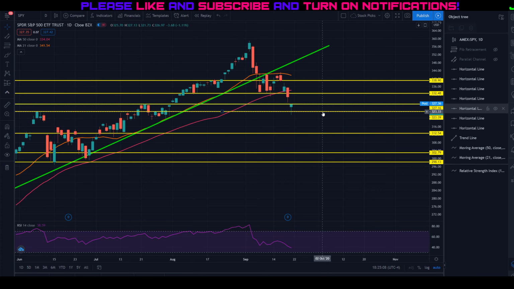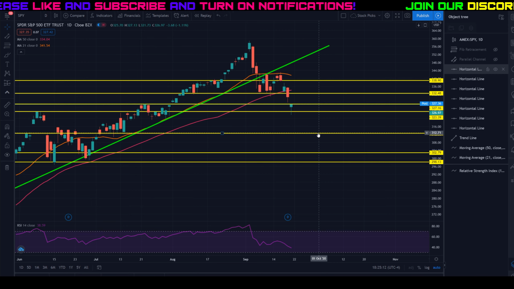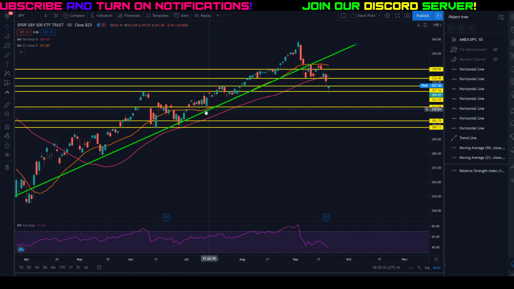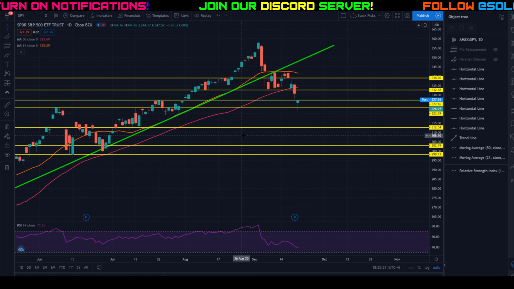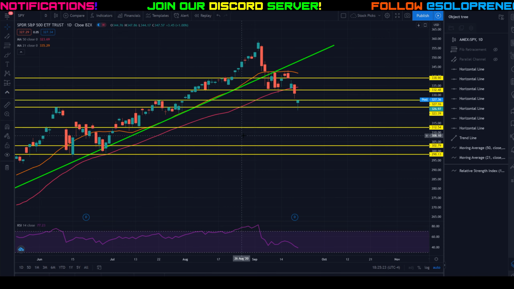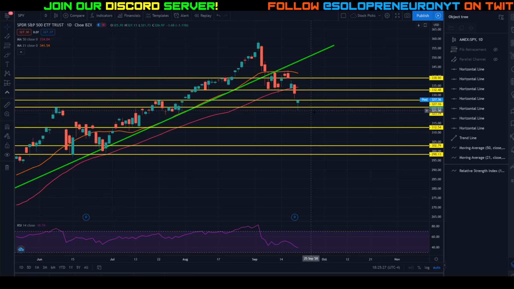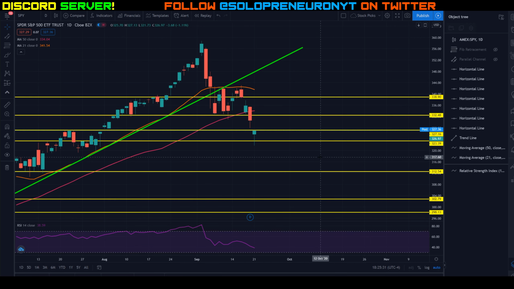Because I think if we break this 320 level here, the next stop is going to be 310. And I think if we break that, it's going to be 300. And we haven't seen those levels since about June. So we could, I think, fairly easily, if there was a strong enough catalyst, basically erase a couple months' worth of gains in the S&P 500 if we keep selling off like we have been doing the past few days. So we'll have to wait and see.